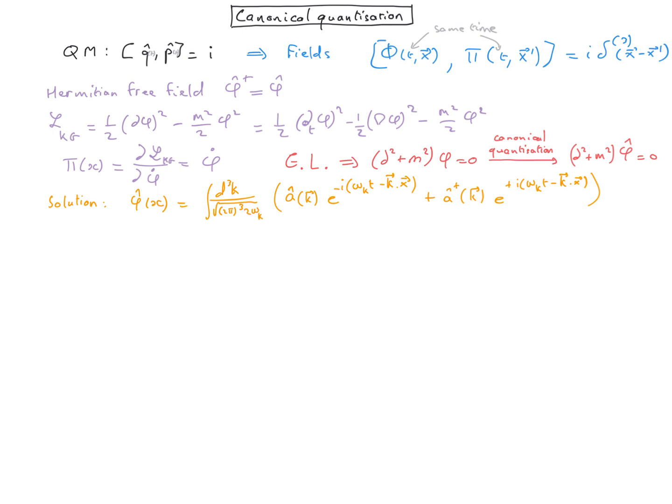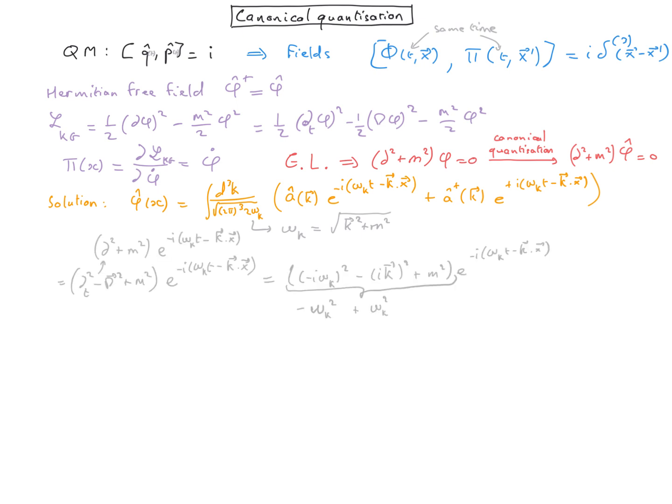Now, because we have a Hermitian field and phi dagger is equal to phi, we need to have a dagger here. We can't just take an arbitrary amplitude b, for instance. For this to be a solution of the Klein-Gordon equation, we need to have an expression for omega k. Indeed, if we plug this solution into the Klein-Gordon equation, we see that we have terms like this, and similarly for the negative frequency term.